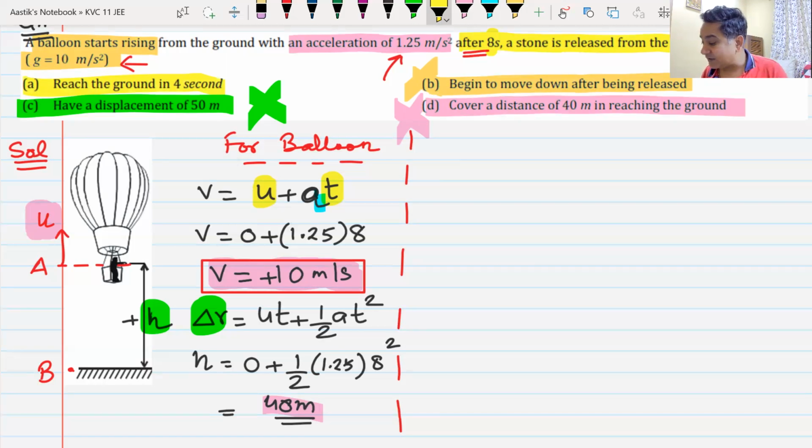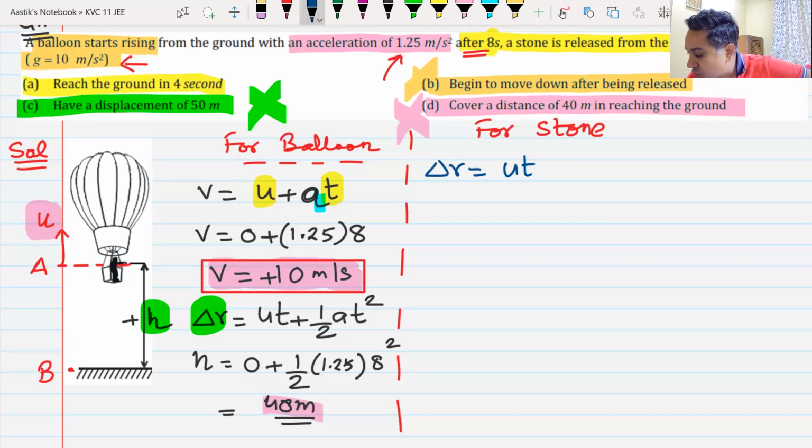Now, how do I get this answer? Just wait, I will show it to you. Now I make the equation for the stone. Which equation am I going to use? I am going to use delta R is equal to UT plus half AT square. I hope everyone agrees with this equation. Yes or no? What is the displacement, my dear friends? Tell me quickly. 40 meters. Displacement is a vector quantity.